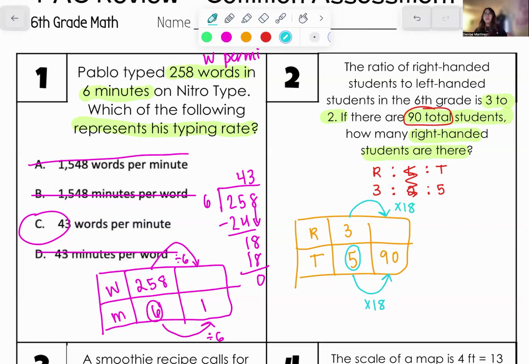And remember, I also showed us the bat and ball method. That is not my favorite method because I would hope that we would be able to see the relationship from 5 to 90 is times 18. So now we're going to go ahead and do 18 times 3. 3 times 8 is 24. Carry the 2. So now we're going to do 3 times 1, which is 3. Add 2, that is 5. So again, that means our answer here is that it's 54 right-handed students.